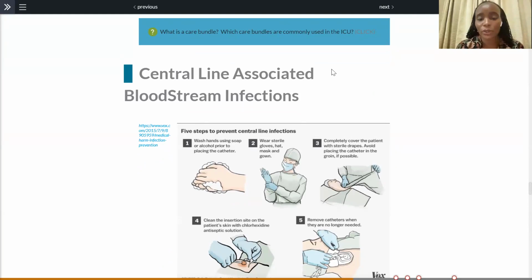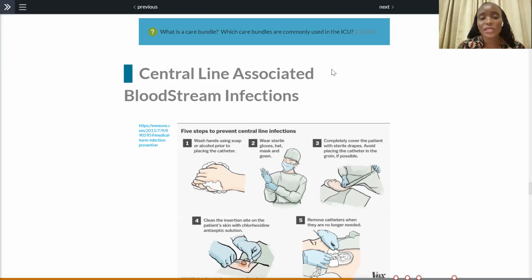So what a care bundle means is basically whatever instrumentation, could be a central line that you put on this patient, or a catheter that you insert onto this patient, this is now the bundle that helps you to maintain and to make sure that sterility is top notch, so that an infection does not occur in this patient.